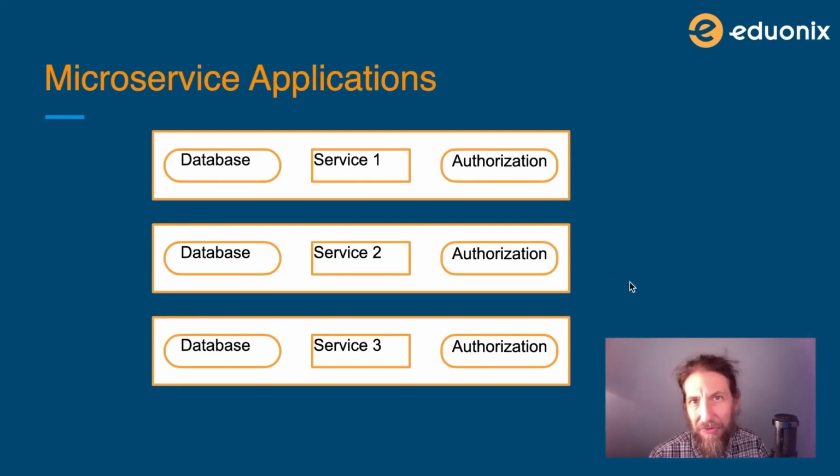Now with a microservice, we've divided the big application into smaller pieces. So we have a separate database for each service now and separate middleware as well. That way, these are totally independent services, and if one of them fails, the others will continue to operate.